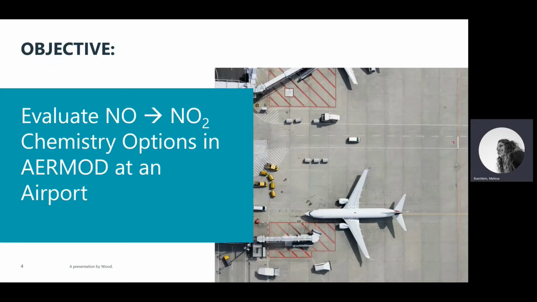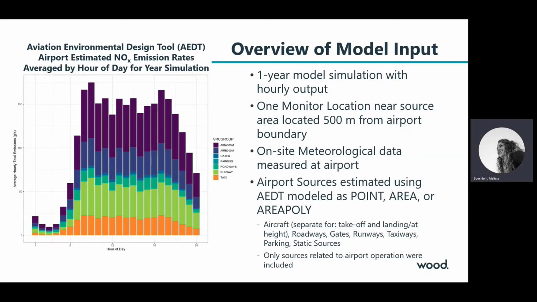The objective of this project was to evaluate NO to NO2 chemistry options in AERMOD to inform airport modeling best practices and ultimately for regulatory purposes. The model was simulated for 1 year with hourly output, and the one monitor location was located about 500 meters from the airport boundary. Throughout the analysis, only wind directions from the airport to the monitor were considered.